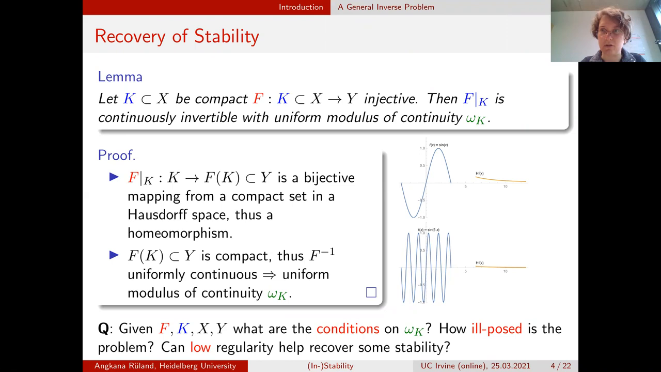And we choose, again, this is a choice, some compact set K in X, and ask ourselves, okay, we know that we get this modulus of continuity omega K. What are the conditions dictated by these choices we made? So by the operator F, linear or nonlinear, this compact set K, and these choices of the spaces. So how ill-posed is the problem?